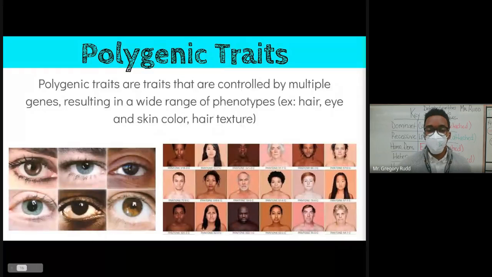We know that there are 4B and 3B and 2B and 2A and 3C. At least that's how I understand it. I don't know that much about hair, but I'm sure somebody out there does. So I know there are different hair textures, though. So it's not just perfectly straight or perfectly coiled. There's a mixture. These are because many of our traits, especially the ones that we can easily see, are determined by multiple genes.